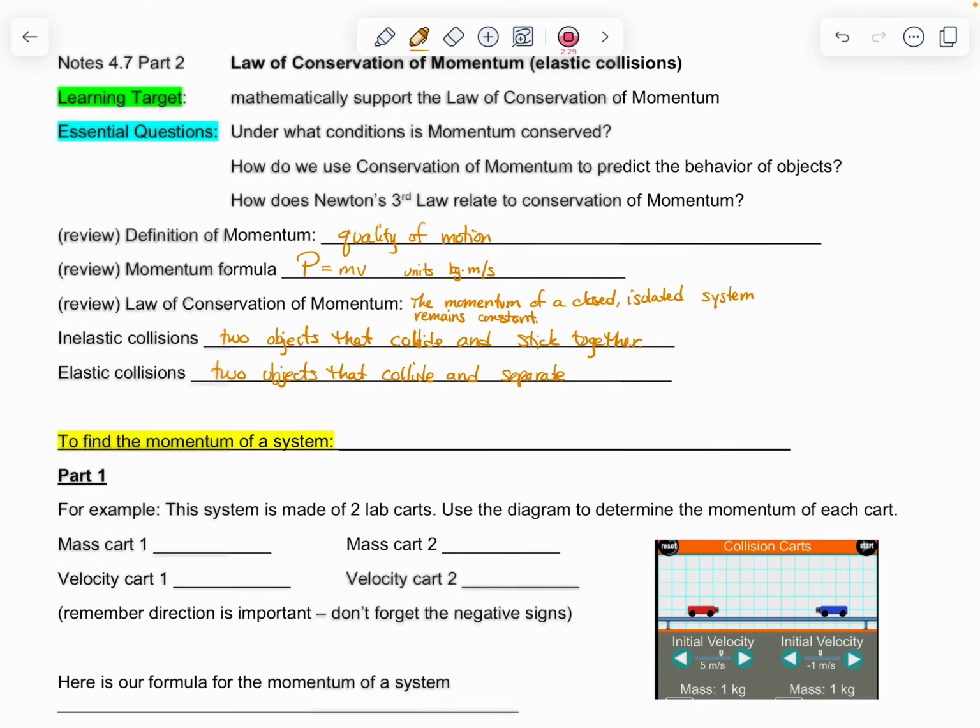I always think about playing pool or billiards, right? When you use the cue and you tap the ball and it taps into another ball and they don't stick together, right? That would make pool really boring. They bounce off of each other. So 2 objects that collide and separate, those are elastic collisions.